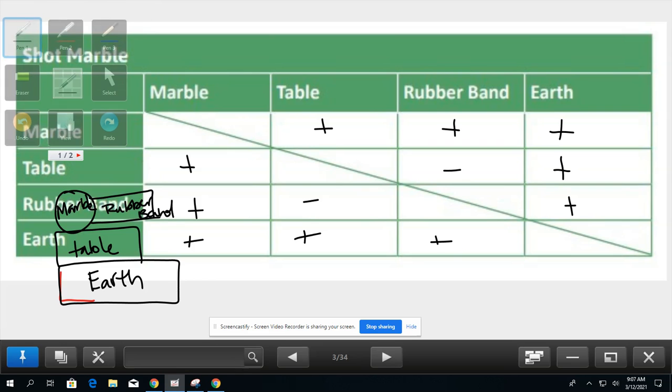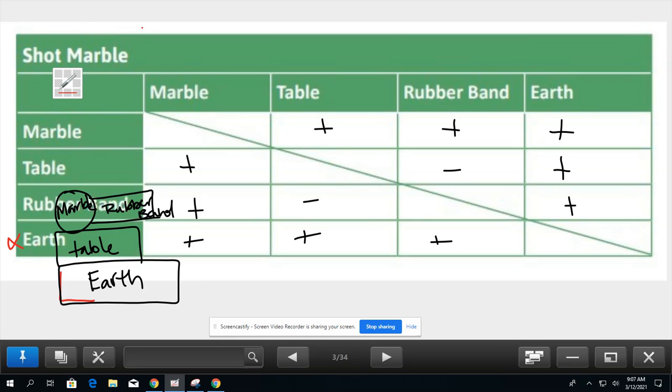Then I'm going to go through and mark all of the forces interacting between objects. Remember, Earth acts at a distance. So any of the plus signs for Earth that is acting at a distance, except for the table, because the table is physically touching Earth. So you can have contact forces between the table and Earth as static friction. You can also have forces working at a distance between table and Earth as gravity.